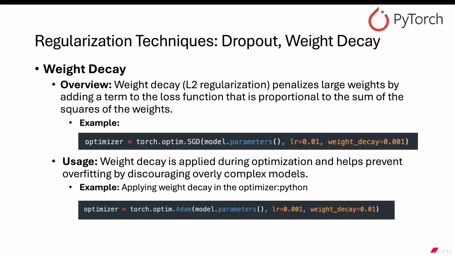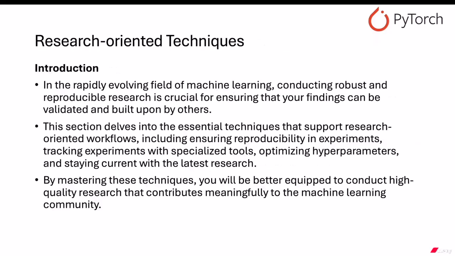Example of applying weight decay in the optimizer using Python here. Optimizer is equal to torch.optim.Adam, model.parameters, LR equal to 0.001 and weight decay equal to 0.01.